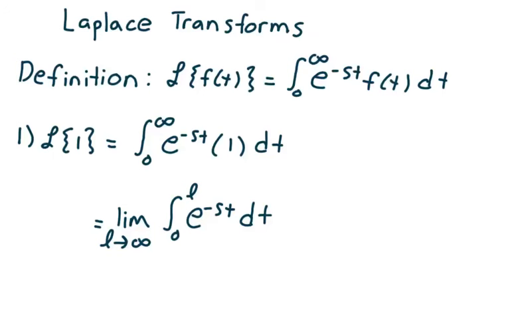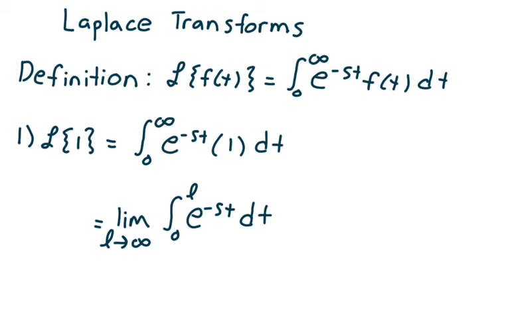In this video, we are going to look at Laplace transforms. Let's start off with the definition. The Laplace transform of f of t is equal to the integral from 0 to infinity of e to the negative st times f of t dt. And we're going to use that definition to derive two formulas.